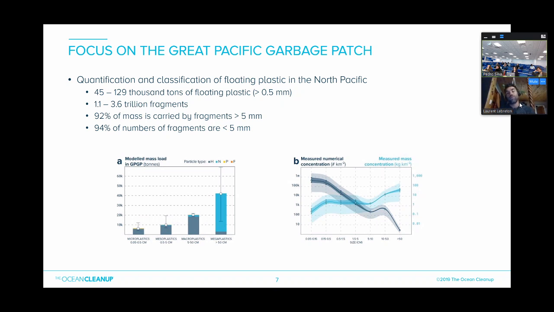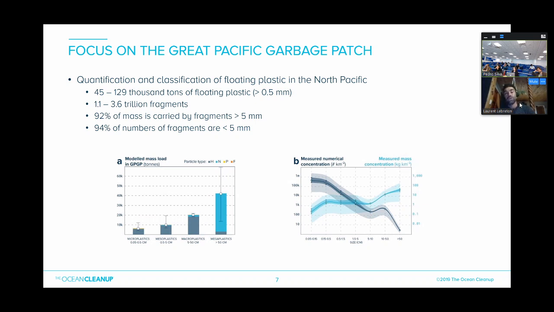Really important, I think, in my opinion, and through this symposium you're having this week, are the last two points. What we find, as shown in figure B, is that 92% of the mass is carried by fragments bigger than 5 millimeters, and 94% of the number of fragments are less than 5 millimeters, right? That's what the curve on the bottom right, the B curve, is showing. You have the measured mass concentration, which is light blue, and the numerical concentration, which is dark blue.